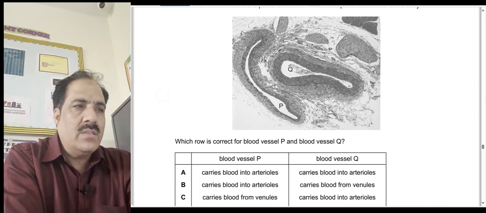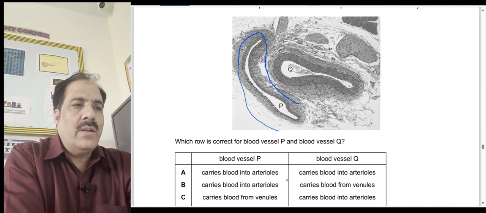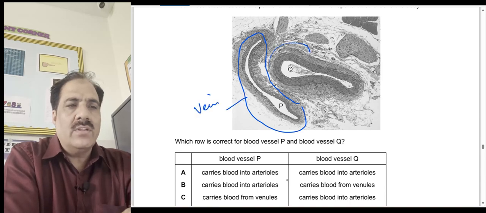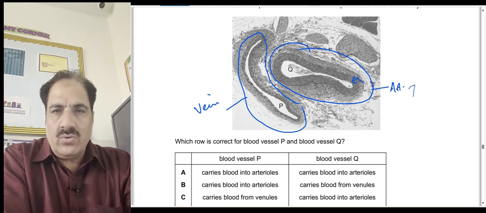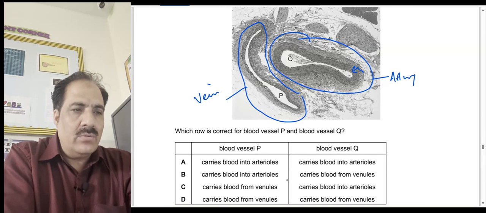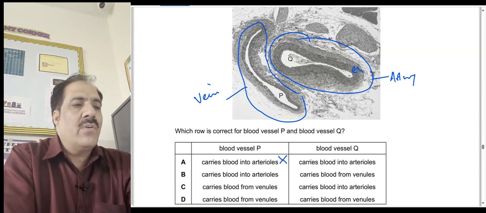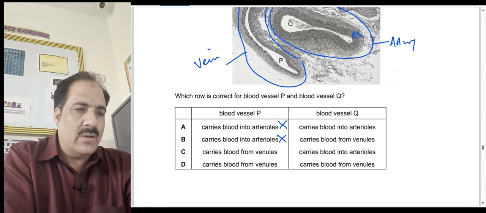Blood vessel P seems to be a vein because veins have a thin wall, and blood vessel Q looks like an artery because arteries have a thick wall. So blood vessel P carries blood into the arterioles. No, veins don't carry blood into the arterioles, so that one is wrong. Carries blood into the arteries, so that's also wrong. It carries blood from the venules. Yes, veins actually take blood from the venules, so this is correct.